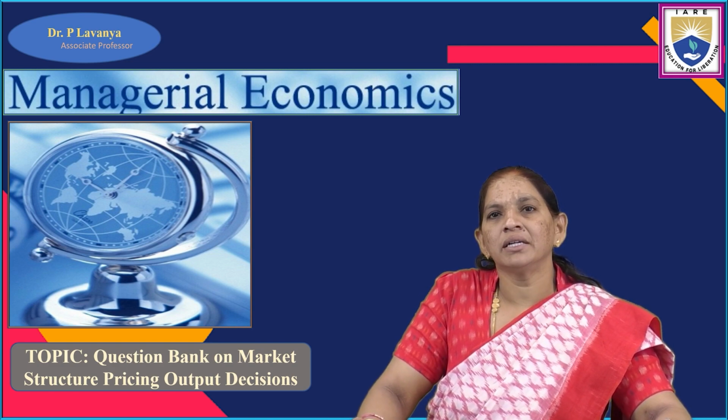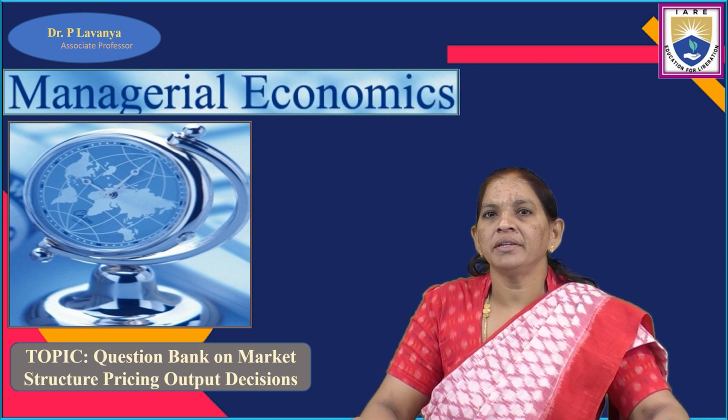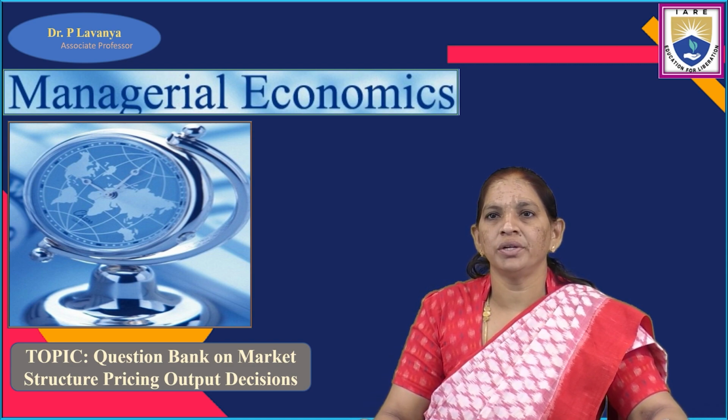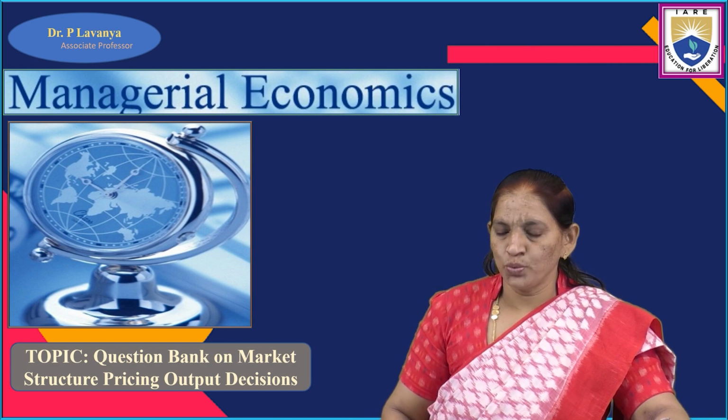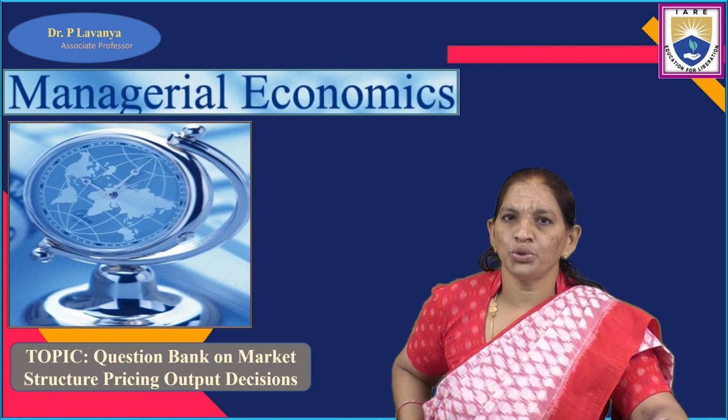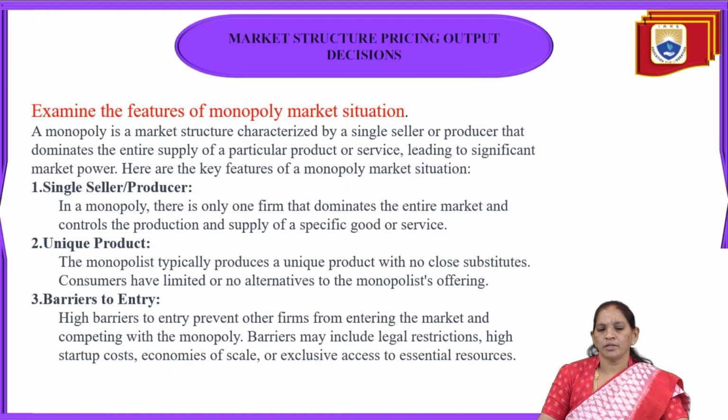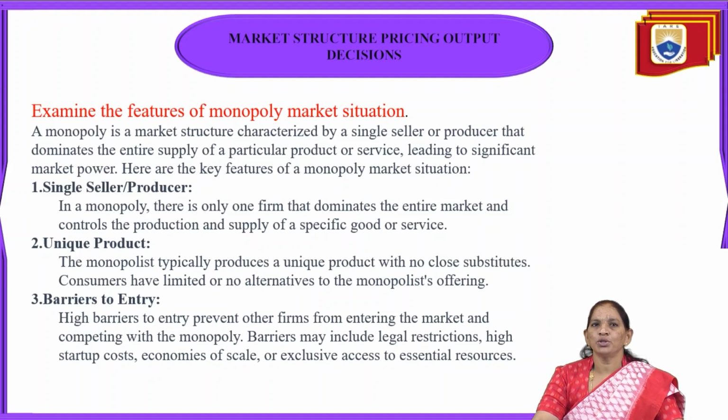Today our question bank relates to the marketing structures, pricing and output decisions. So in this we see the analytical questions relating to this unit. The first question was, examine the features of monopoly market situation.